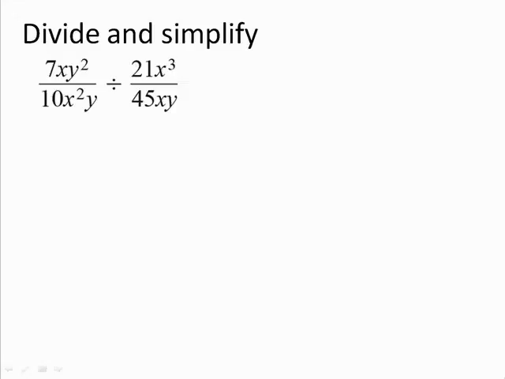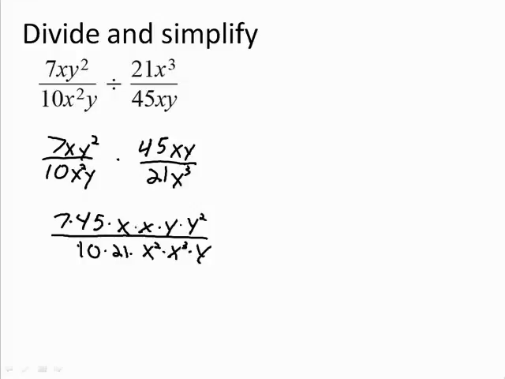Divide and simplify. 7xy squared divided by 10x squared y divided by 21x cubed divided by 45xy. When dividing fractions, invert the divisor and multiply. 10xy squared divided by 10x squared y times 45xy divided by 21x cubed. Multiply the numerators and denominators.